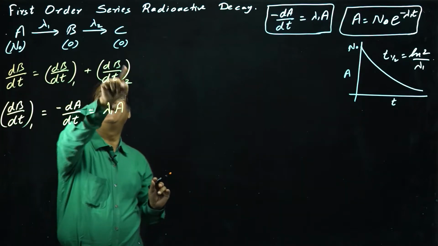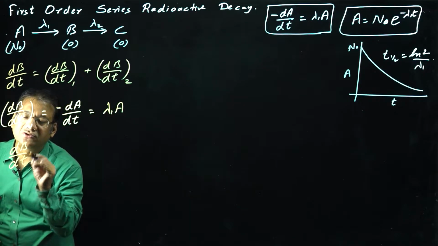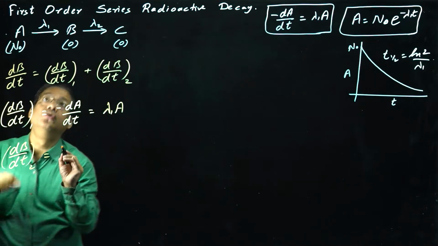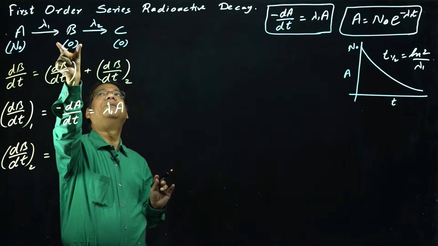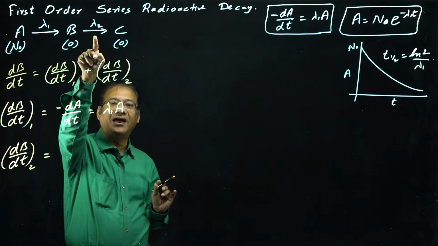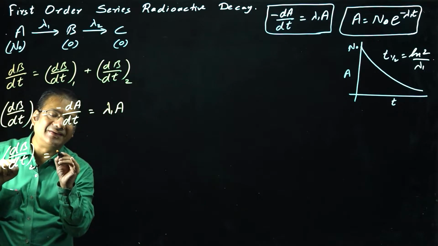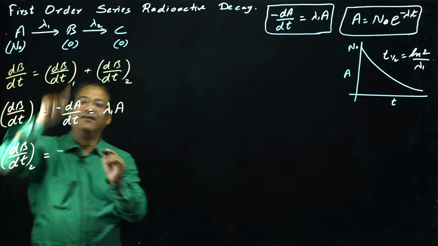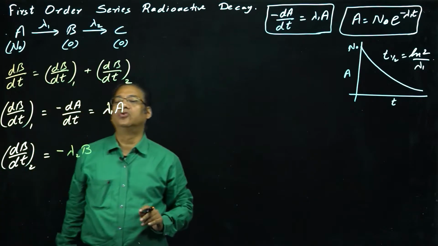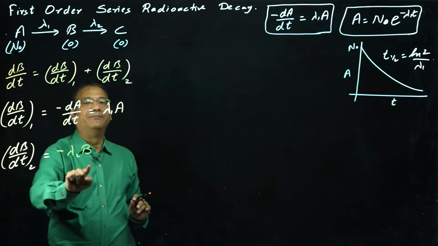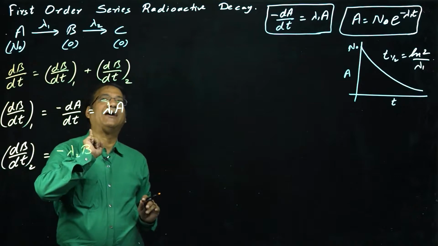Now, what is dB by dt through path 2? Through path 2, it's a first order decay of B with a decay constant of lambda 2. So I can always say dB by dt is negative since it's decreasing. Decay constant is lambda 2 and it's a first order decay, hence it's equal to minus lambda 2B. B is the amount of B at any time t. This is dB by dt through path 2.